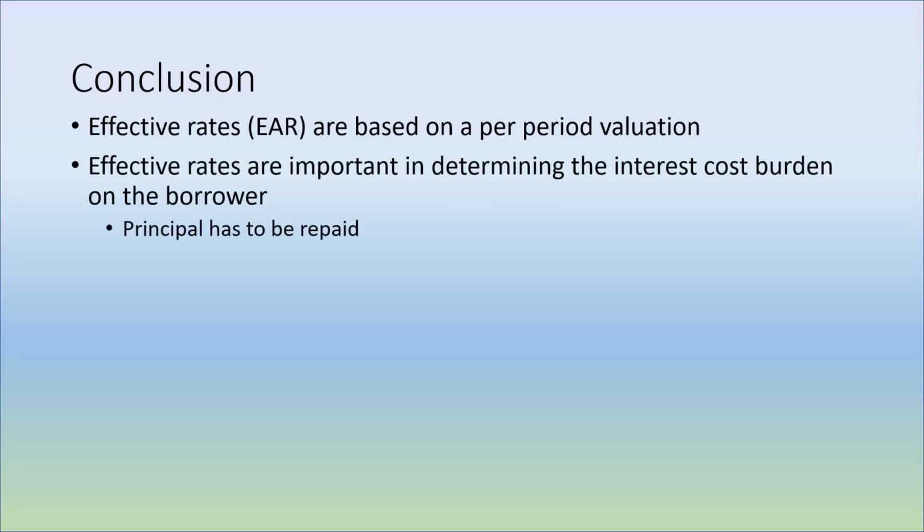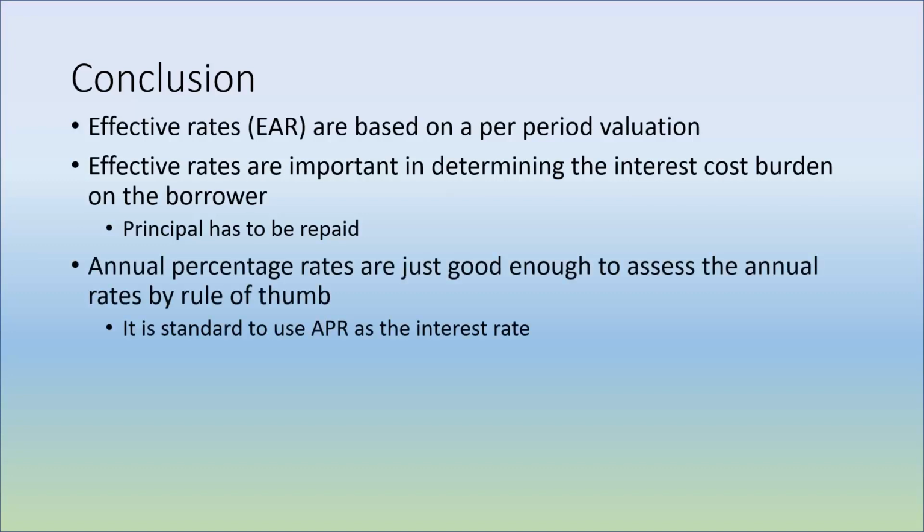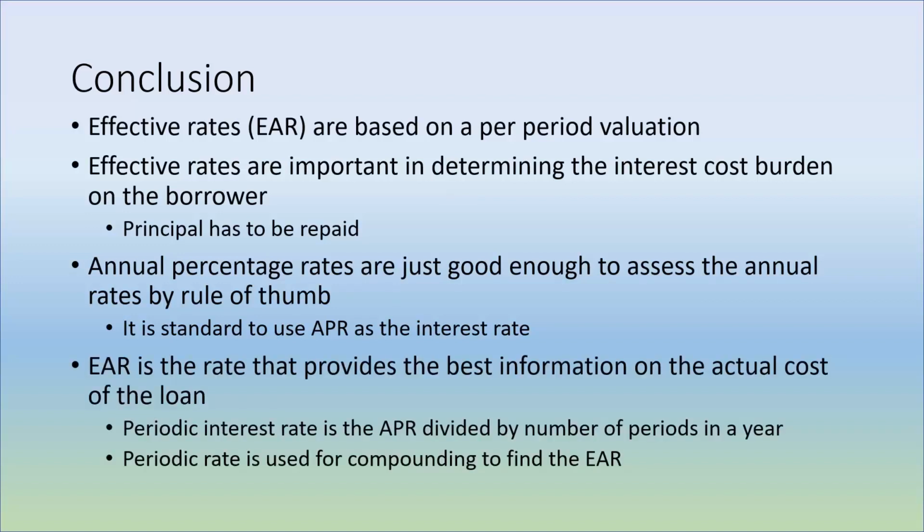So to conclude, effective annual rates are based on a per period valuation. Effective rates are very important to determine the actual interest cost burden on the borrower, and the principal needs to be repaid. That's a very important thing. APRs are just good enough to assess the annual rate by a rule of thumb. So they're not actually effective rates. They don't mean anything in that respect. It is standard to use APR as an interest rate though because they're kind of close to each other. An effective annual rate is a rate that provides the actual information of the cost of a loan. How much are we really bearing in terms of the cost of that loan?